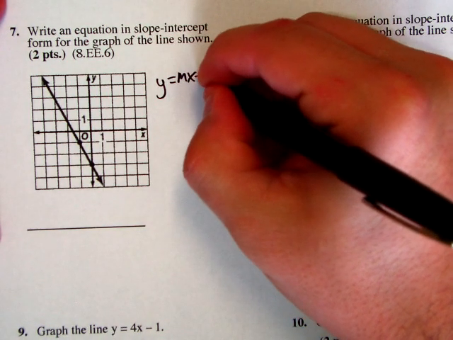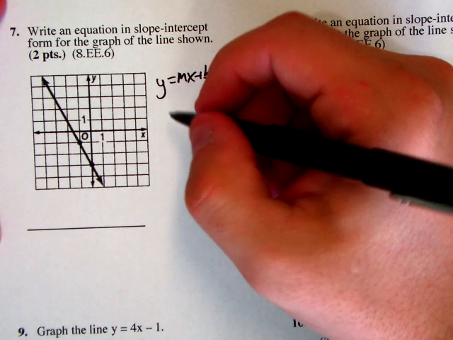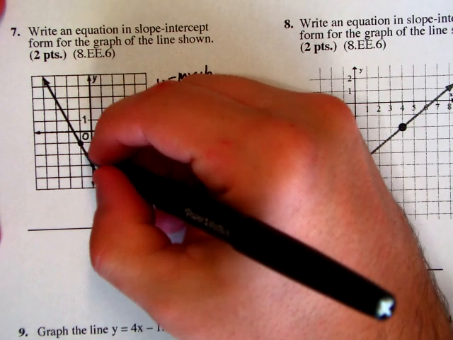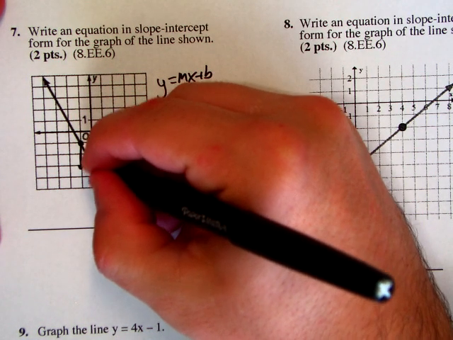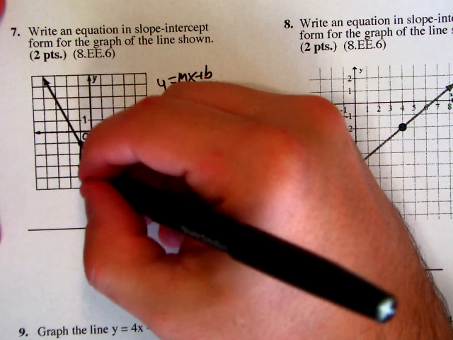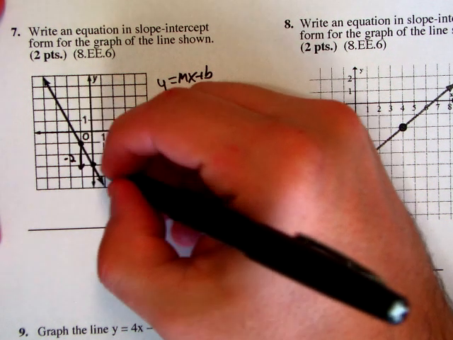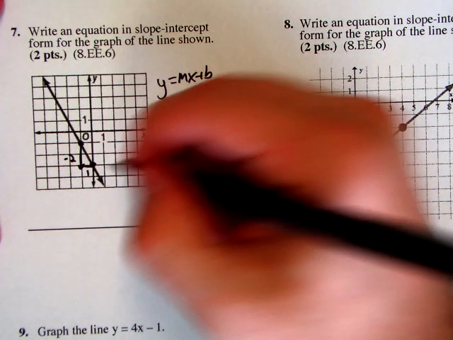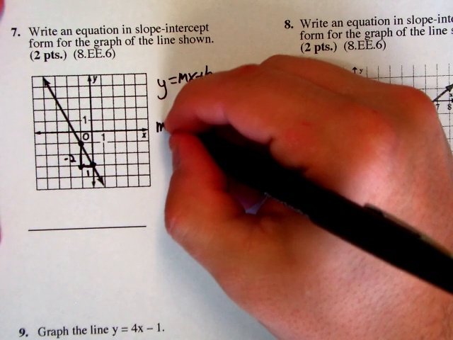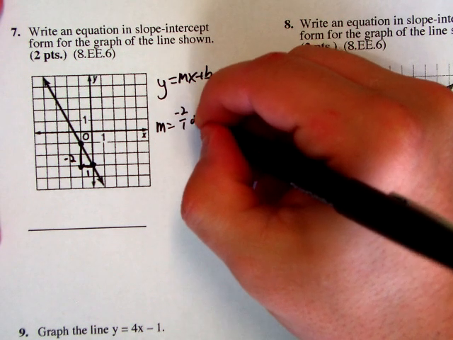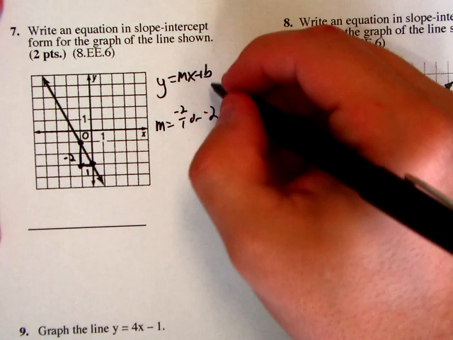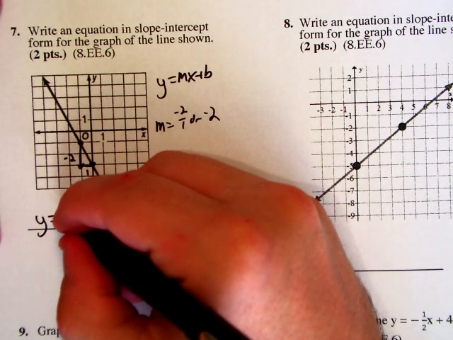Slope-intercept form, y equals mx plus b. So for the slope, my 2 points are here and here. This arrow is 2, and because I go down, it's a negative 2. As I move to the right, this arrow is 1, and because it's to the right, it's positive 1. So my slope is negative 2 over 1, which is negative 2. So right now, I have y equals negative 2x.